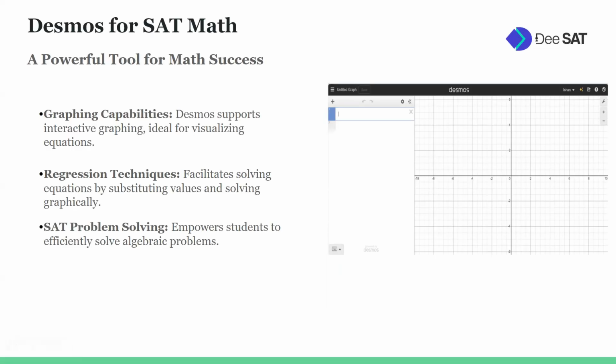Desmos is a powerful tool designed to make SAT math simpler and more visual. Let me break it down for you. First, its graphing capabilities allow you to plot equations interactively, making it easier to understand relationships and patterns. Next, it uses regression techniques, which means you can substitute values and solve equations graphically in just a few clicks, no manual solving needed. Finally, it's perfect for SAT problem solving, empowering you to tackle even complex algebraic questions efficiently. With Desmos, math becomes not just manageable, but also fun. Let's see how it works in action.